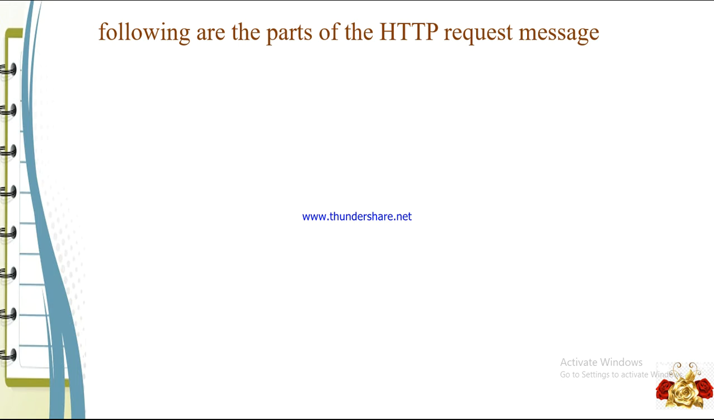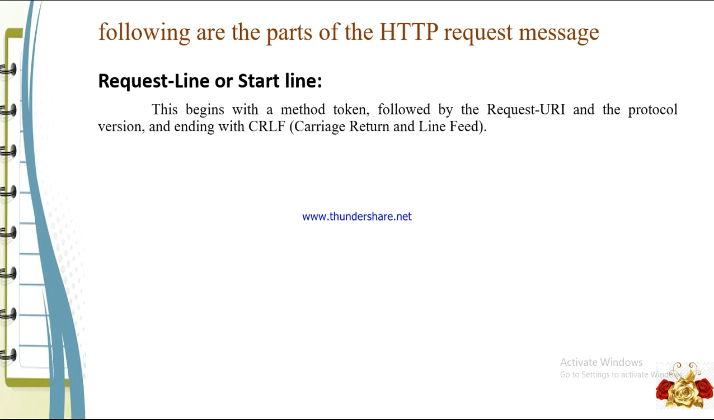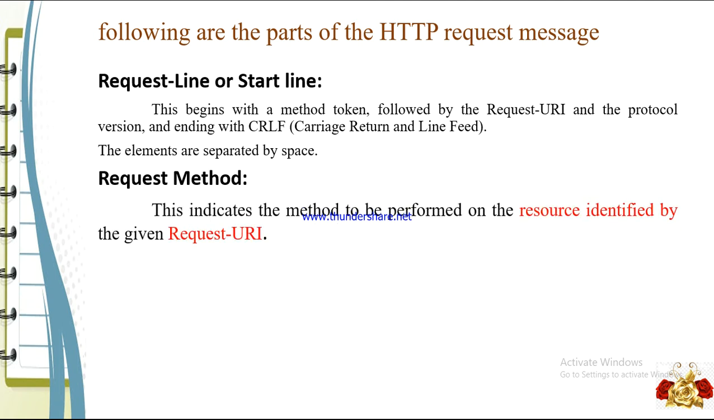The following are the parts of the HTTP request message. The first one is the request line or start line, which is the first part of the HTTP request message. The request line, or start line, consists of the method followed by the request URL or URI and the protocol version, and ending with carriage return and line feed. All these elements are separated by spaces. Next, the second is the request method. The request method indicates the method to be performed on the resource identified by the given URI.